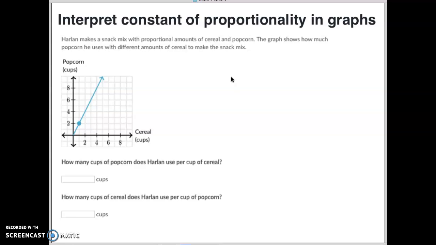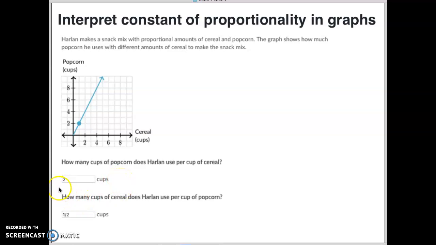The graph shows how much popcorn he uses with different amounts of cereal to make a snack mix. So down here is question number 1. It says, how many cups of popcorn does Harlem make per cereal? Again, here's that word per. Per means to divide. So we need to take the amount of popcorn and divide it by the amount of cereal. Well, right there, how much popcorn did he use in this spot? He used 2 cups of popcorn divided by 1 cup of cereal. What is 2 divided by 1? Hopefully you said that's 2.